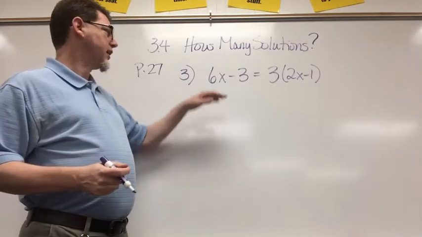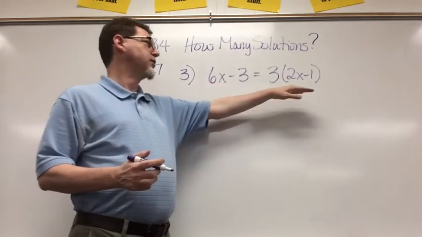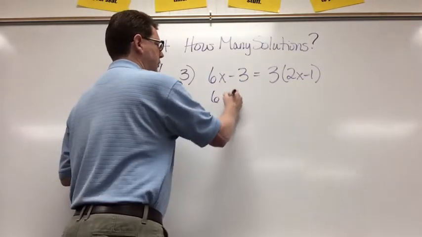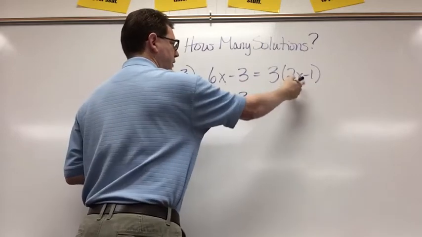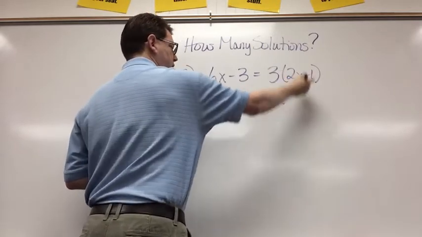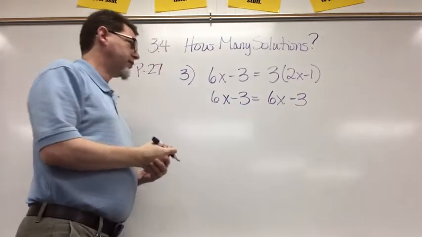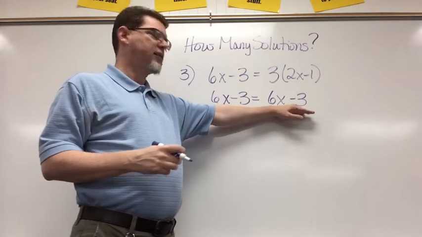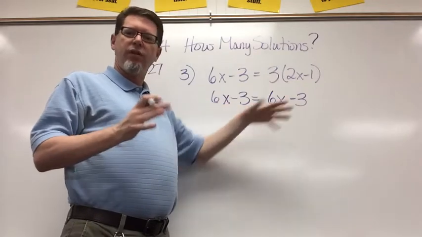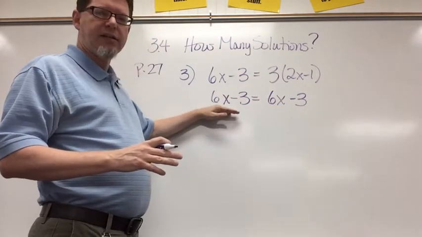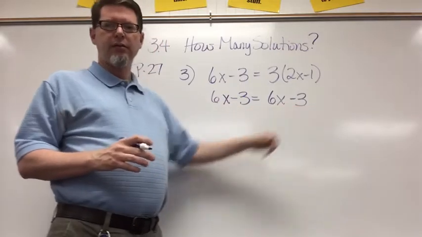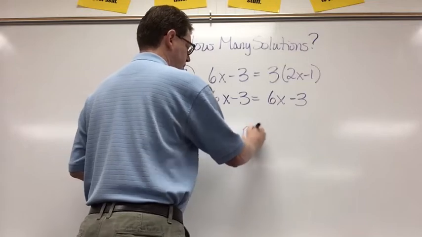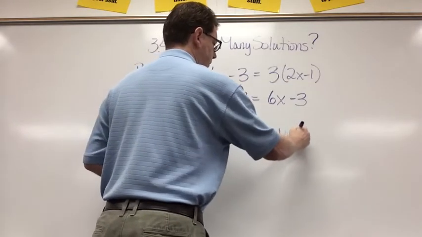The next example we'll look at is 6x minus 3 equals 3 times the quantity of 2x minus 1. So the first thing I'll do is distribute. 6x minus 3 equals 3 times 2x is 6x, and 3 times negative 1 is negative 3. I have exactly the same thing on the left-hand side as I do on the right-hand side. When you get to that point where you have exactly the same thing on the left as you do on the right, then the solution is all real numbers.